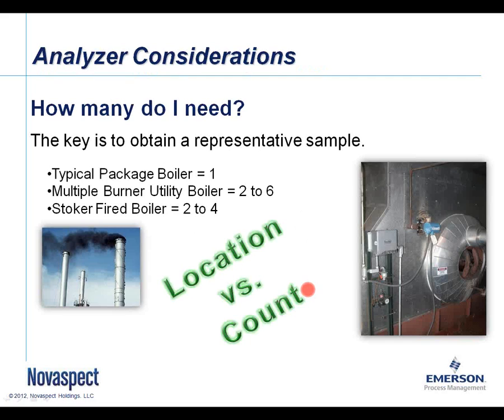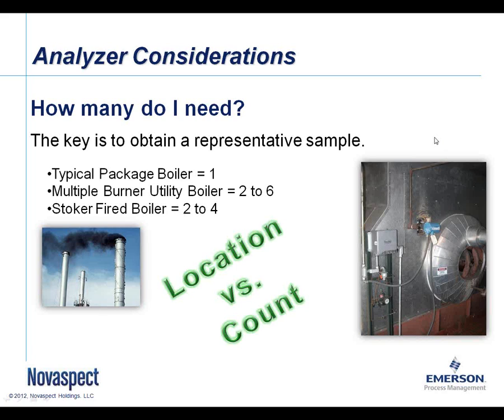You may find that on a typical package boiler, one is sufficient. We're talking about smaller ductwork, a single burner, not as many things to consider. As the boilers get more complicated or larger, multi-burner boilers for example, we may find that we need 2 or maybe 6 to get a representative value of the actual flue gas O2 content that's being seen at the burner. As we get over to stoker fires, you may see 2 to 4.